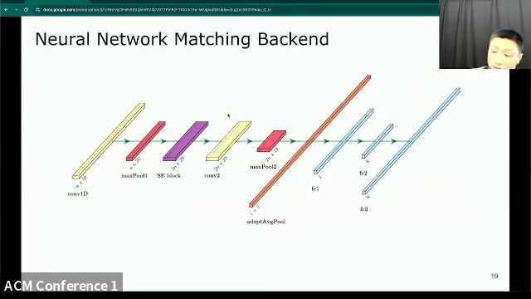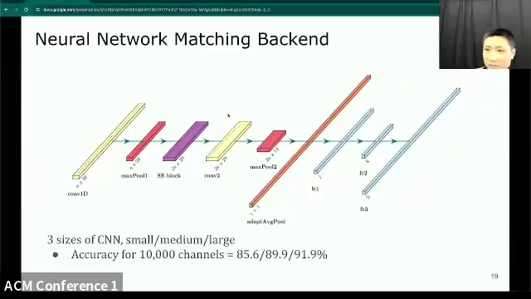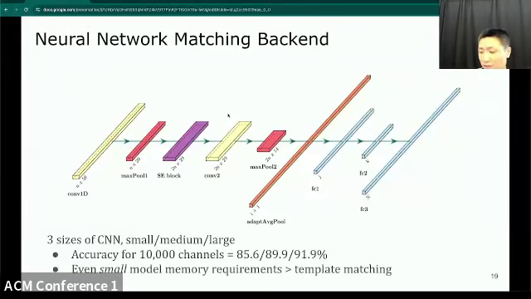Our final contribution is implementing 3 sizes of convolutional neural networks, CNNs, as an alternative to template matching. So instead of matching to an individual neuron with template matching, we just let the CNN figure it out. The CNN actually performs very well with an accuracy range of about 85 to 92% on 10,000 channels, and that's against 67% for template matching. However, practically deploying this alternative is very difficult since the memory demands of even the small model exceed template matching by about an order of magnitude.